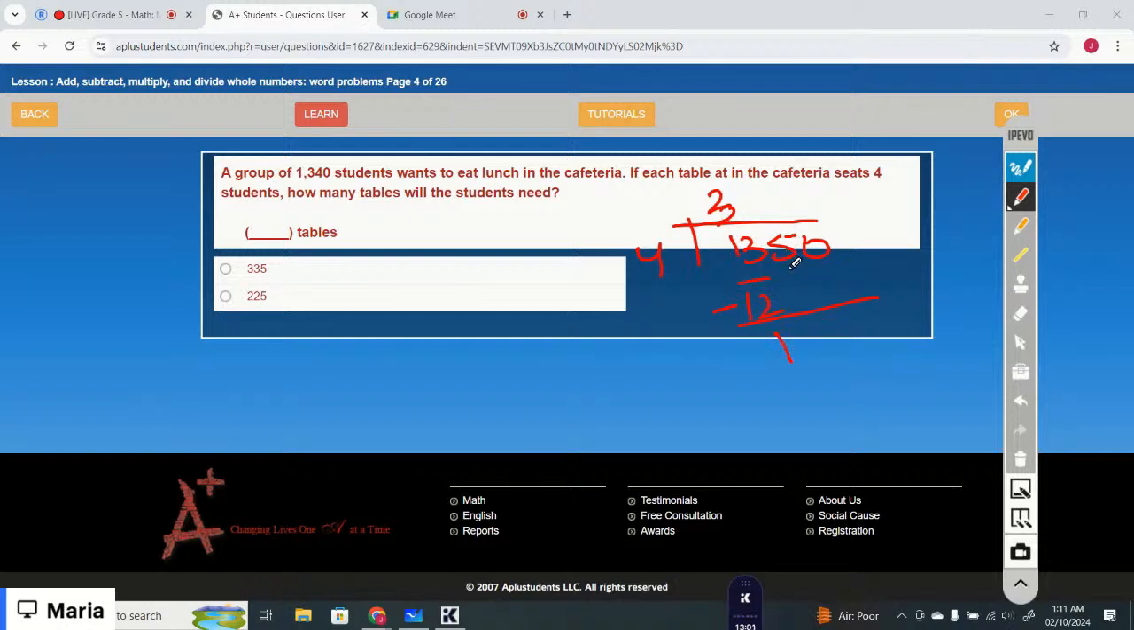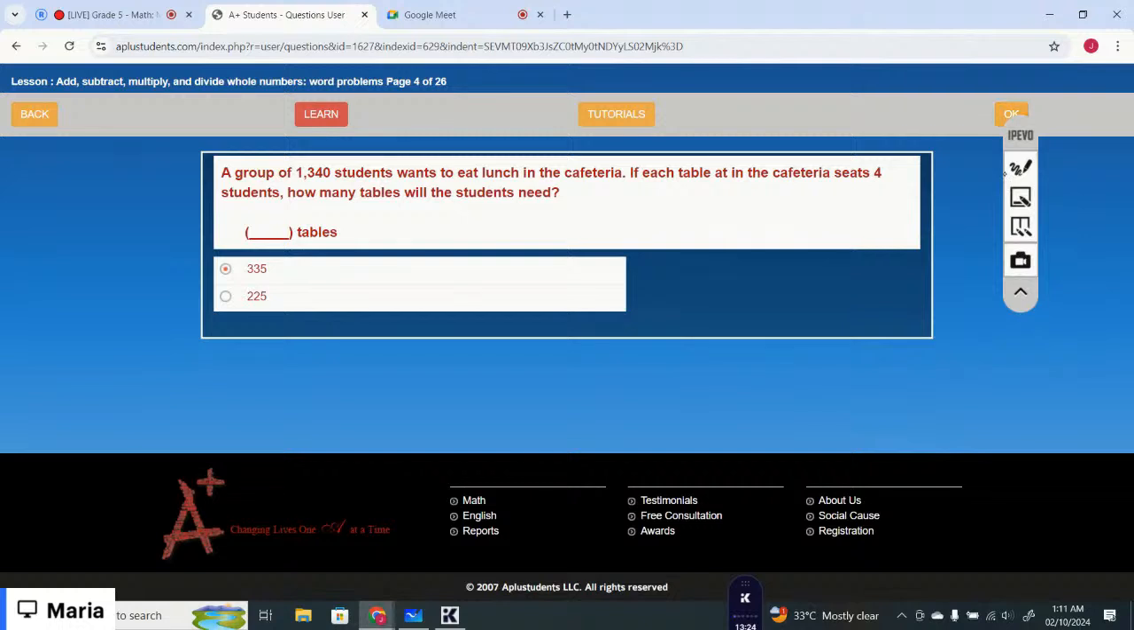13 take away 12 is 1, bring the 5 down. Again, you need to count. That is 4, not 5. 4 times 3 is 12. And now you have 2 and bring 0 down. So you can go for 4 times 5 is 20. The correct option is 2335. It is very good. Option number 1 is the correct option.